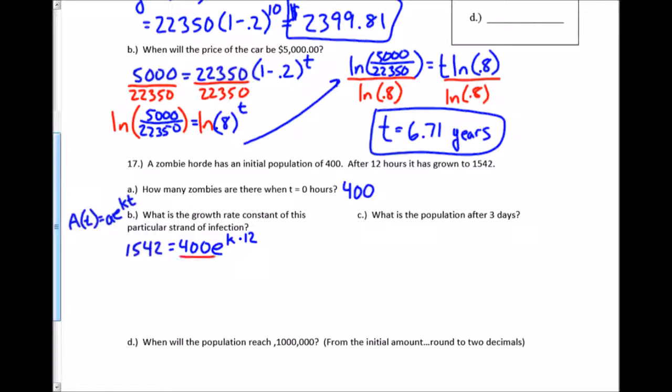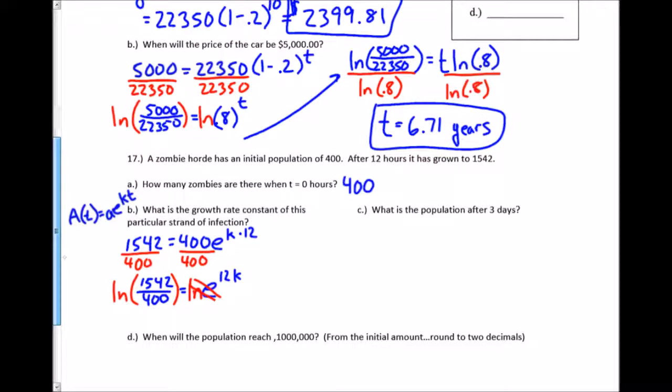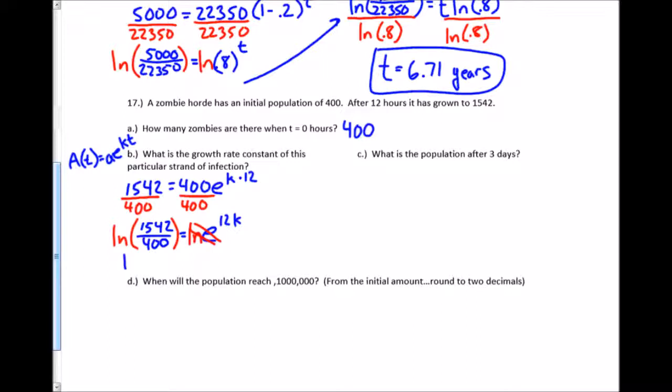I divide each side by the 400. I'm just going to leave this as a fraction. I'm not going to bother reducing it. It might divide evenly. It might not. If it divides evenly, that's great. You can leave it as a decimal. But I'm just going to leave it as a fraction for now. Over here, e to the 12k. And now I take the natural log of each side. And what's nice about our continuous model is the natural log and e cancel out. So what I'm left with is the natural log of 1,542 over the 400 simply equals 12k.